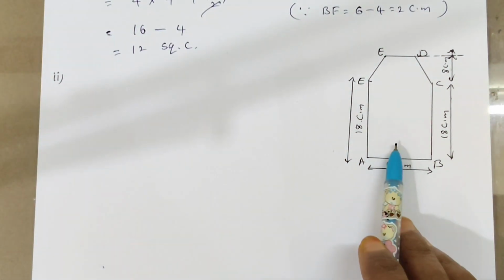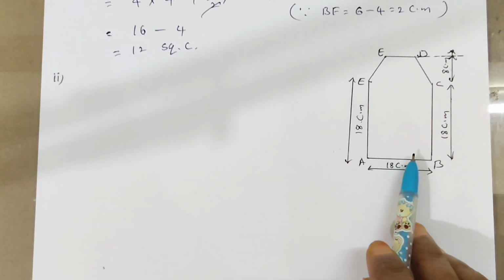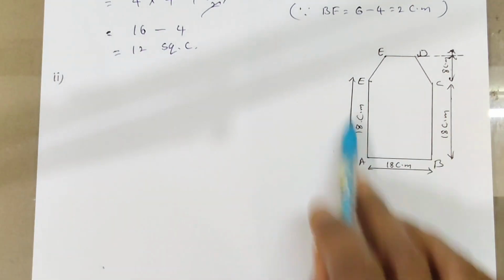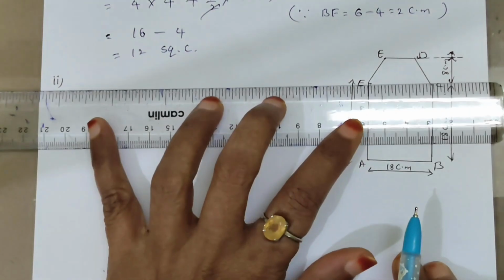Second question. Next diagram is this one. So now here we find the area of the given diagram. This is the given diagram. We find the complete total area of this diagram. So now here we write this diagram is divided into two parts.